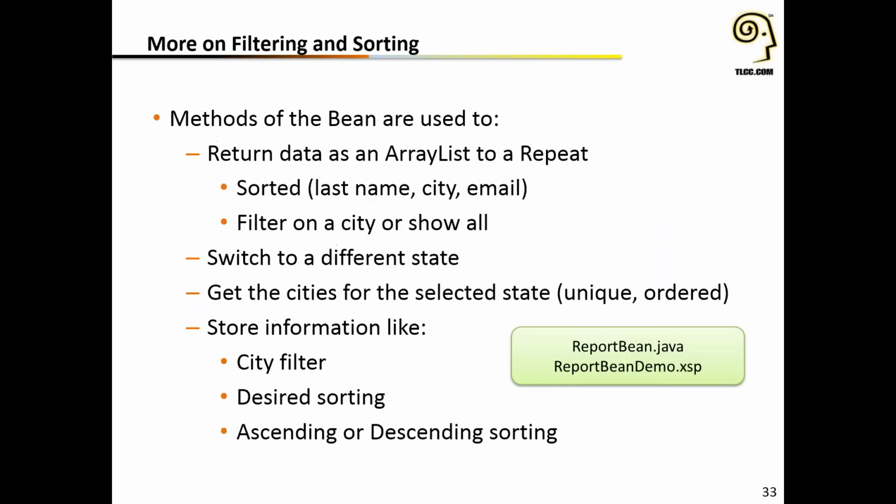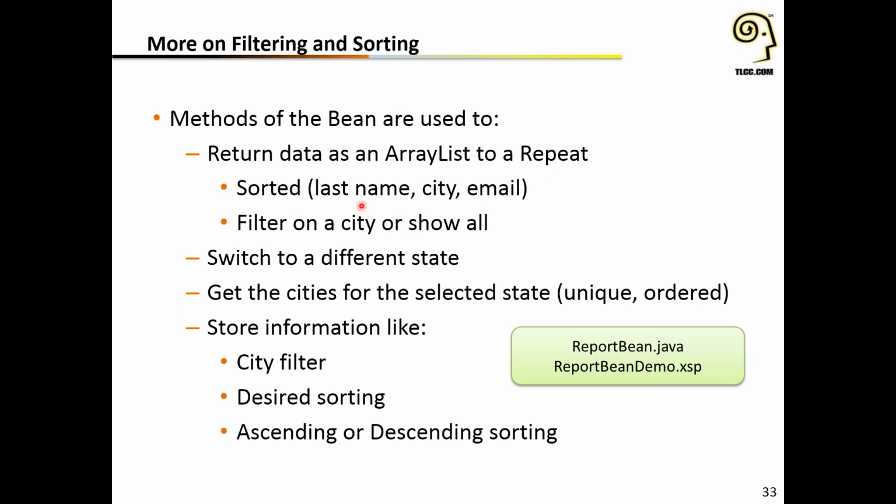The other thing we're going to do is hide all this complexity from the XPage, in that we're going to have a method in our bean that returns an ArrayList to the repeat just the way it's supposed to look. So if the user decided to filter on a city, it's only going to return people in that city.